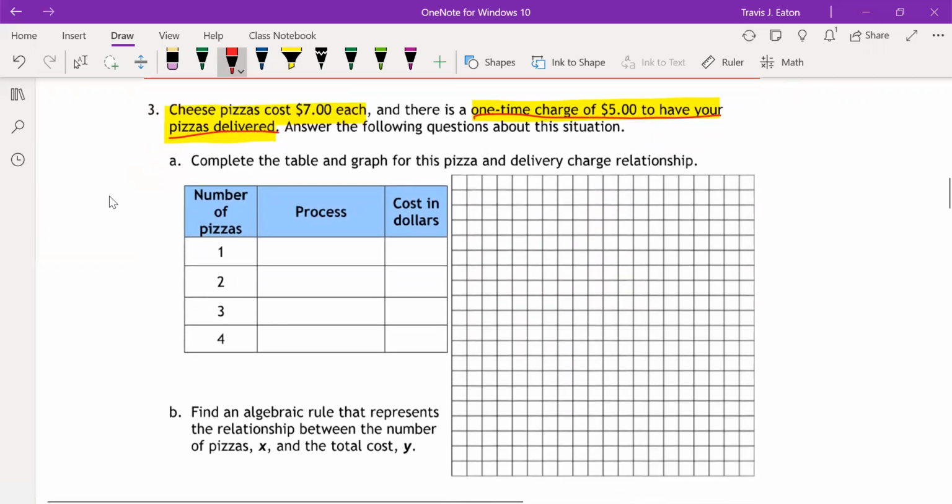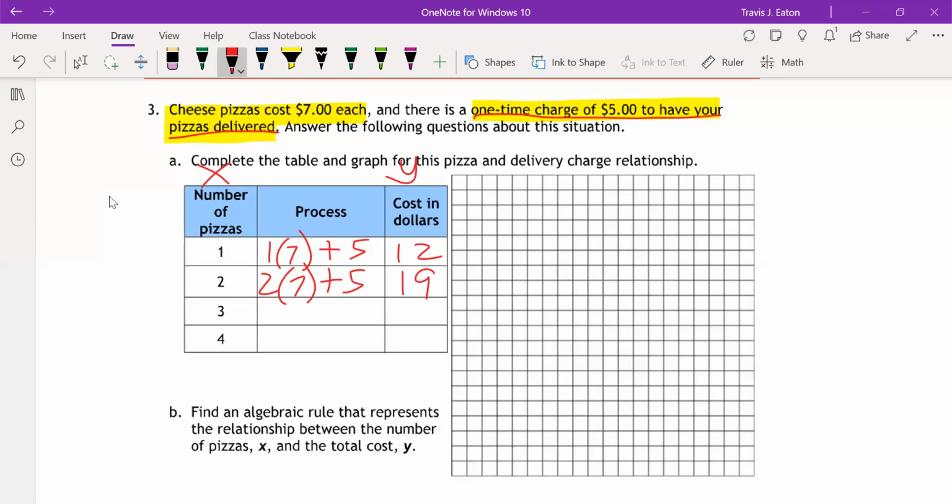So let's see. Here's our X again, right? X is the number of pizzas we are ordering. Y is the cost. And so if we buy one pizza, well, that's going to be 1 times 7 plus we have to pay that $5 delivery charge. So 1 times 7 is 7 plus 5 is $12 because you're paying for the delivery. 2 pizzas would be 2 times 7 for that. And then you still have to pay that one-time delivery charge. 2 times 7 is 14 plus 5 is 19.